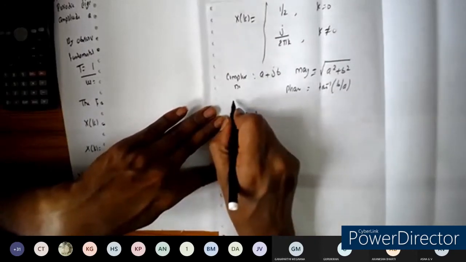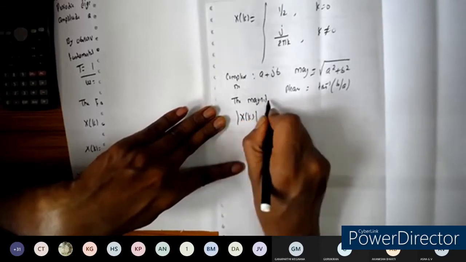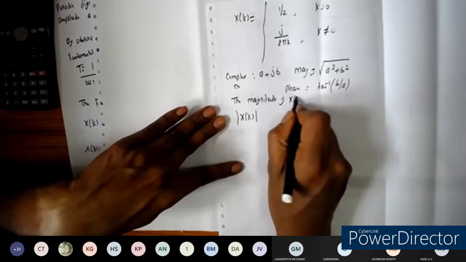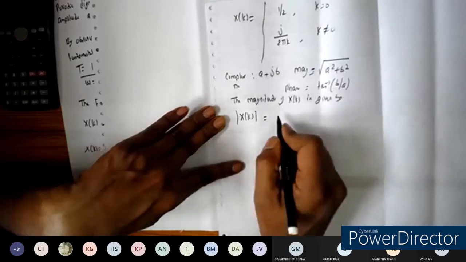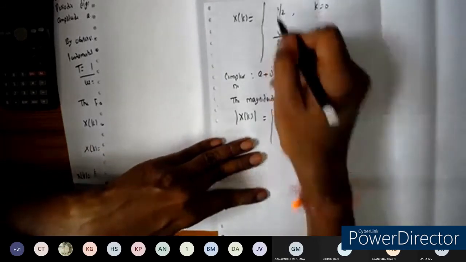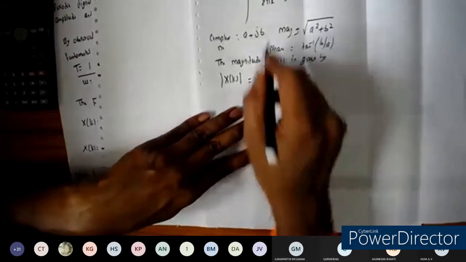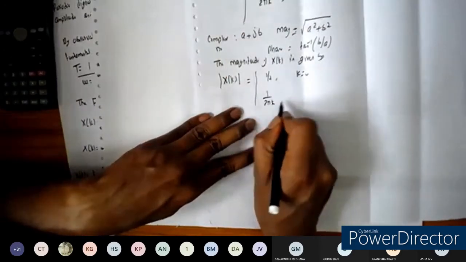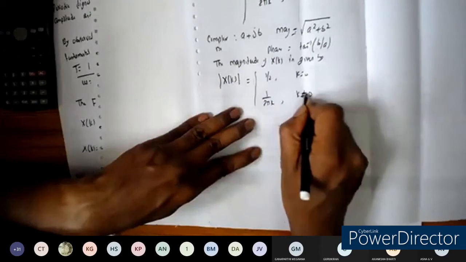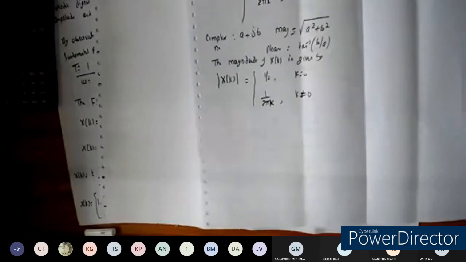So the magnitude of x of k is given by, the magnitude of 1 by 2 is 1 by 2 only, for k equal to 0. And the magnitude of this one, since only the imaginary part is there, will become 1 by 2 pi k for k not equal to 0.